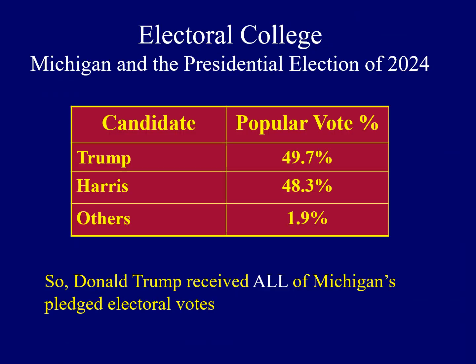So, what happened in Michigan in 2024? Well, we can see here that Donald Trump won more popular votes by people in the state of Michigan with 49.7% of the popular vote versus Kamala Harris's 48.3%. There were some other candidates as well. So, as a result of this election, Donald Trump received all of Michigan's pledged electoral votes.